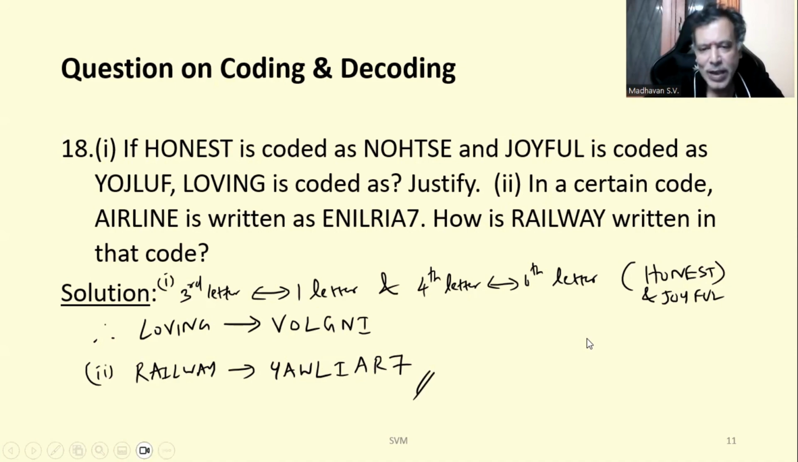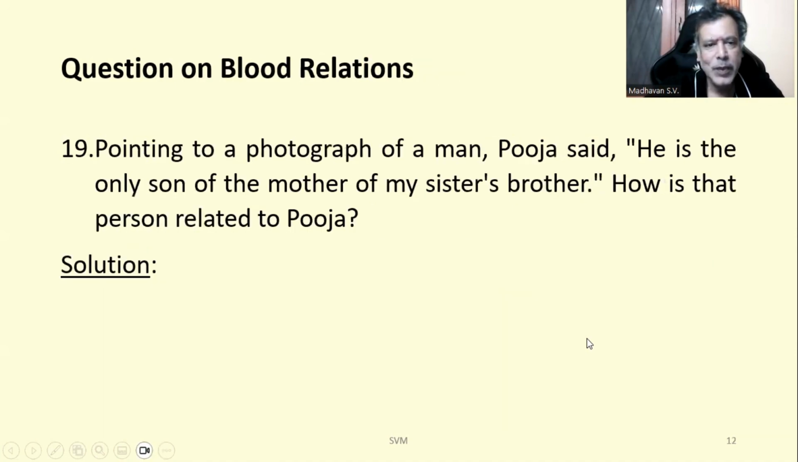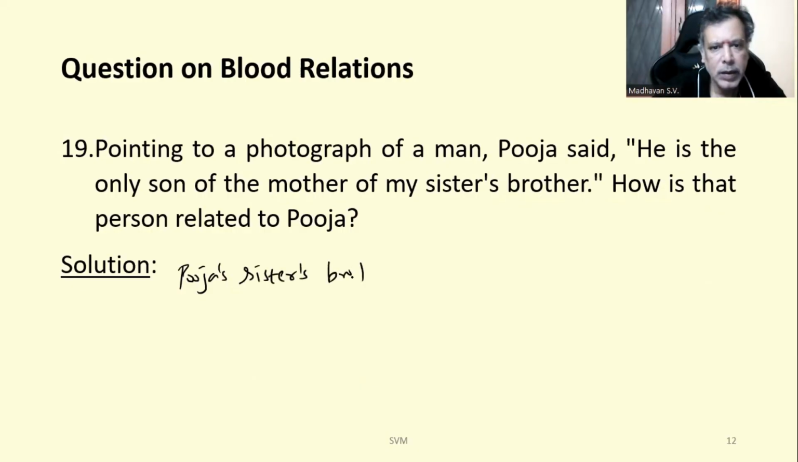Let us move on to the next one. Pointing to a photograph of a man, Pooja said, he is the only son of the mother of my sister's brother. So, Pooja's sister's brother is nothing but Pooja's brother.